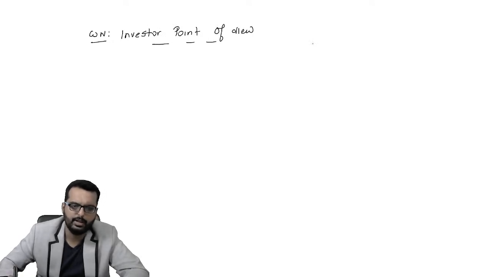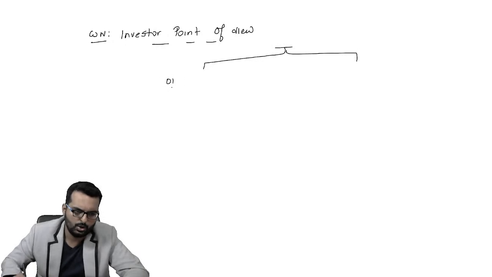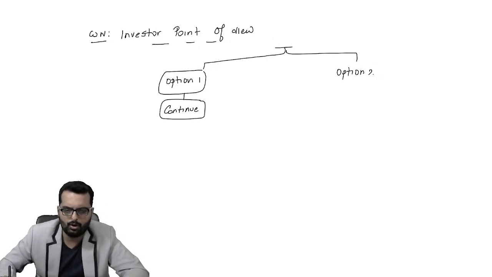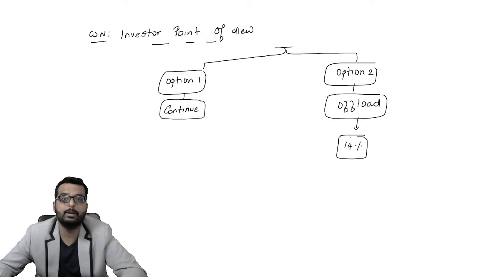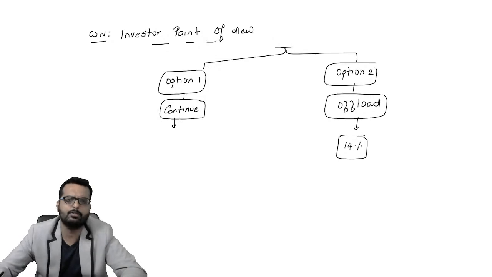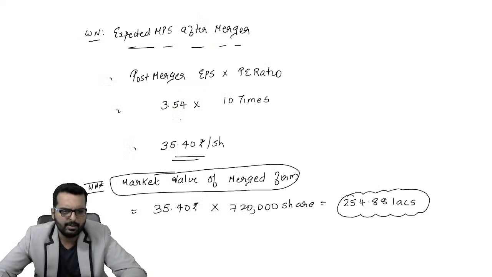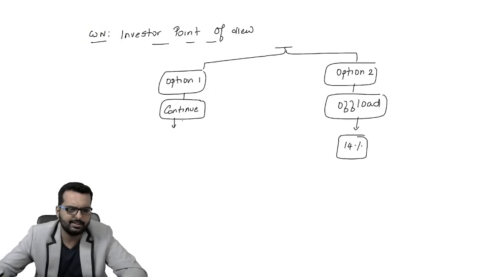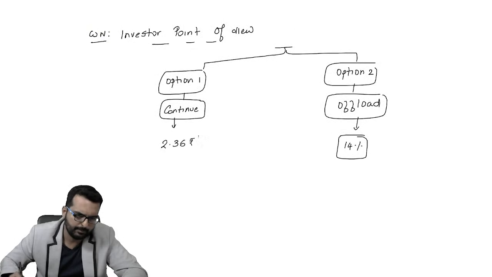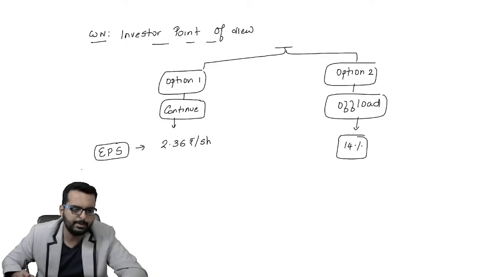Investor point of view, he has got two options. Option one is to continue. Option two is to offload. If he offloads, he will get how much percent return? He will get 14% return. If he continues, let us find out how much he will get in S. Friends, post merger, how much is the equivalent EPS of S that we found out? Did we get the answer as 2.36? This is the EPS, all right?